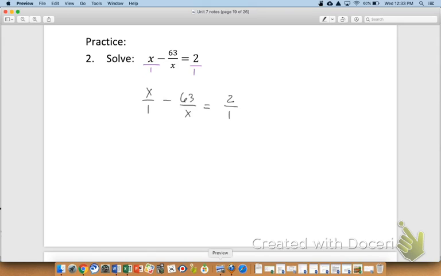So for the first one, what did I need to multiply by? I don't need to multiply by x. I need to multiply by x over x, right? So top and bottom. So times x times x. What about that second fraction? What do I need to multiply by there? Nothing. Yeah, times 1, or just leave it alone. And how about the one on the right? Times x times x. Very good. Okay, so then we end up with x squared over x minus 63 over x equals 2x over x.